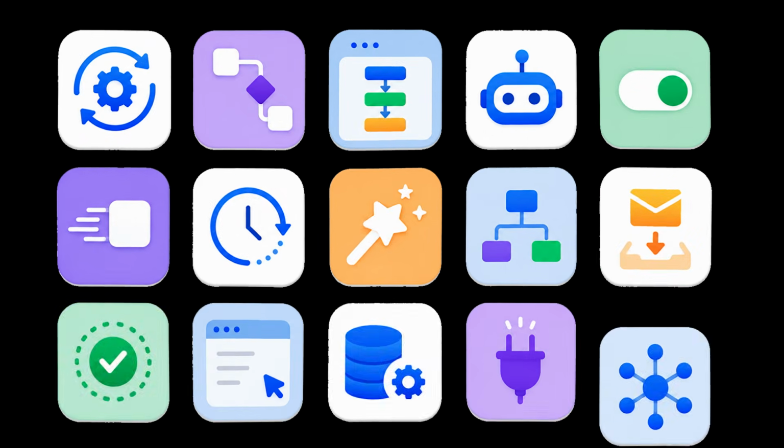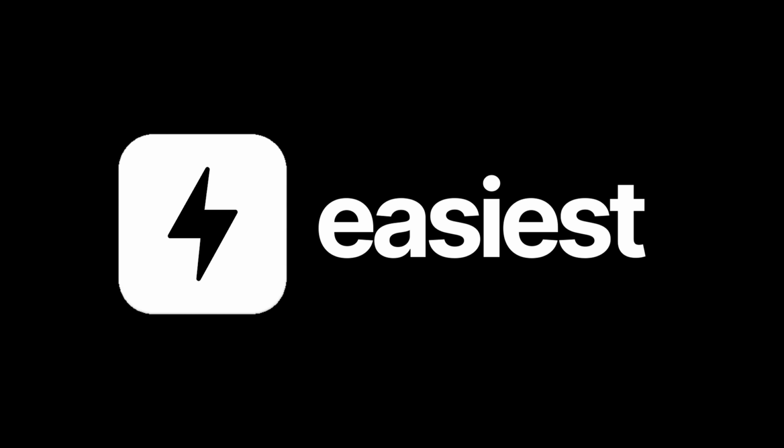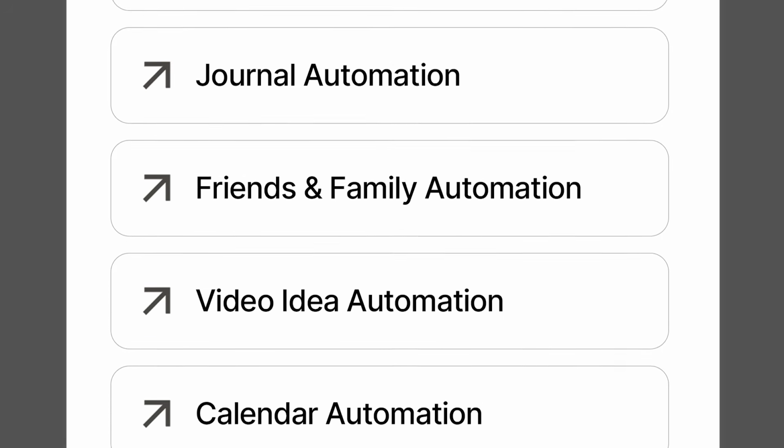So automation tools are everywhere right now, but most of them feel overwhelming. But Notion automations are one of the easiest ways for beginners to start automating repetitive work. And you can think of them like little rules that basically say, when this happens, then do this.